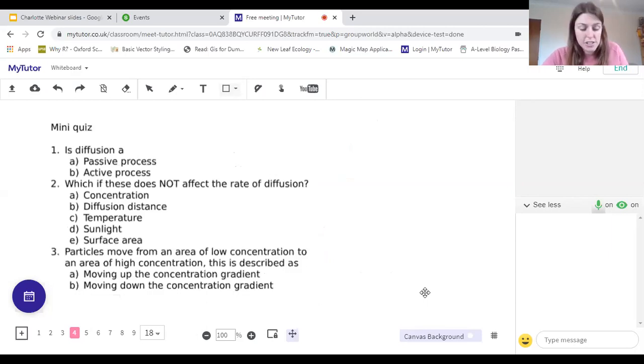That was the first section. So, mini quiz. If you all find the webinar chat and pop the answers to these questions in there. So question 1, is diffusion a passive process or an active process? So type A for passive process, B for active process.